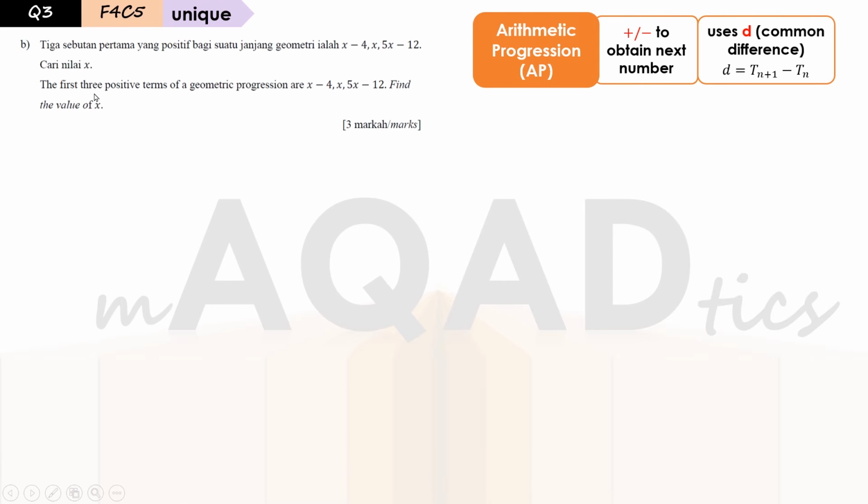For part B, we are given the first three positive terms. Let's take note of the word positive here. It says we are using a geometric progression, so we're going to use geometric progression for this question. The terms will be x minus 4, x, and 5x minus 12. Now we need to figure out the value of x.